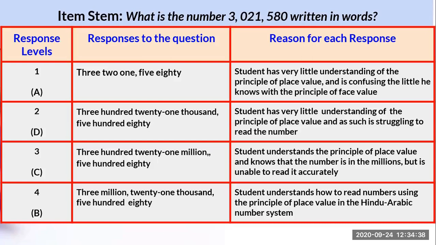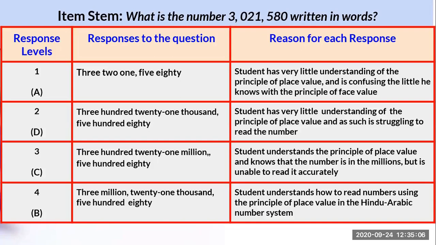So we see here that for level 1, where the child would have chosen the option A, the student would be showing that he or she has very little understanding of the principle of place value and is confusing the little he knows with the principle of face value. So you can see the letters, he knows them, but he's not able to read because the principle of place value is really not cemented in his mind, in his brain, in his thinking as yet.